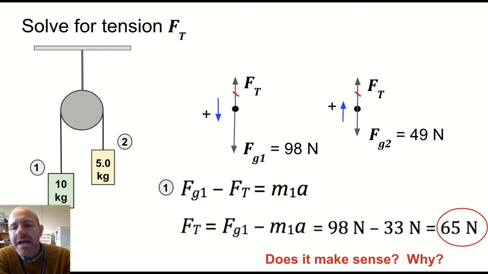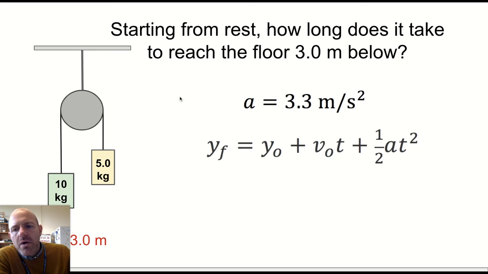Does this one make sense? Well, we already said that the force of tension had to be smaller than the weight of object 1 and greater than the weight of object 2, and 65 newtons fits the bill.